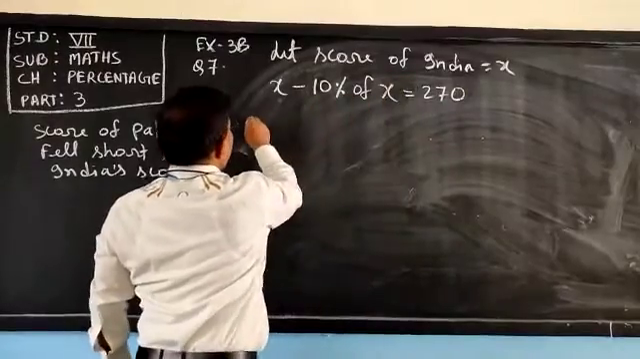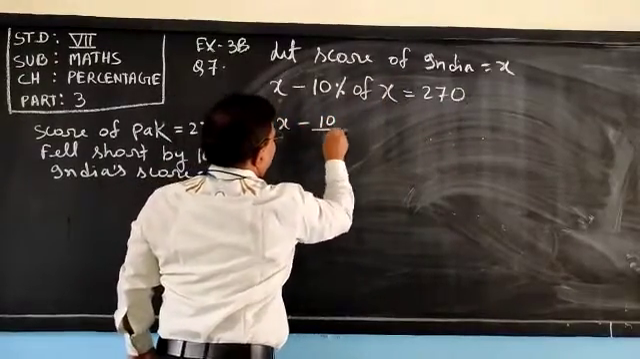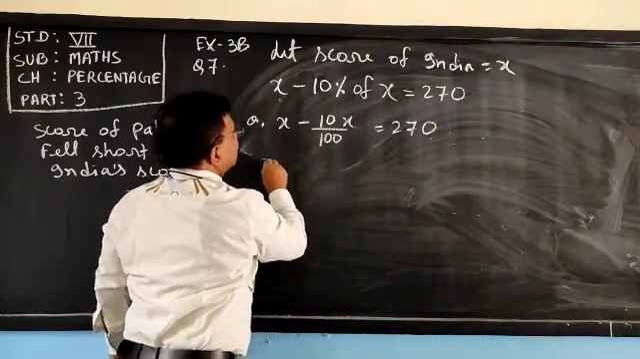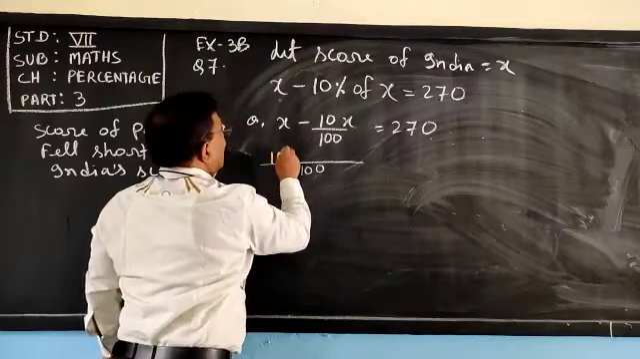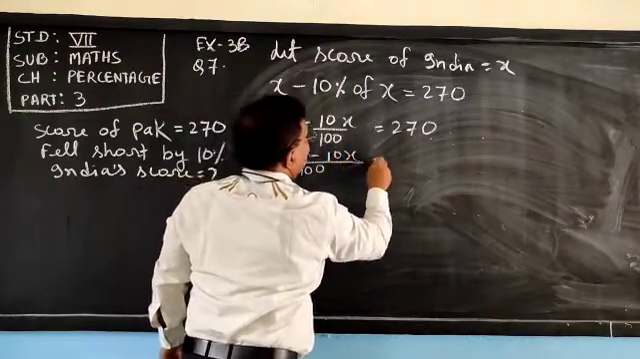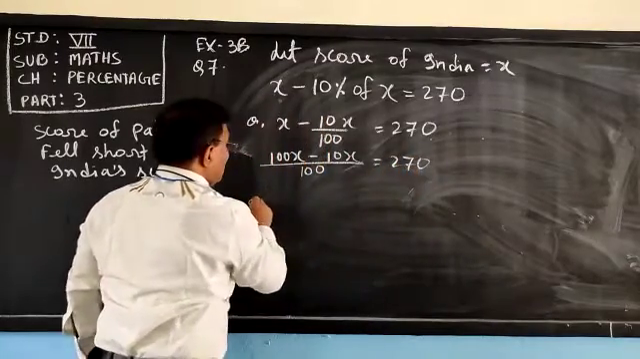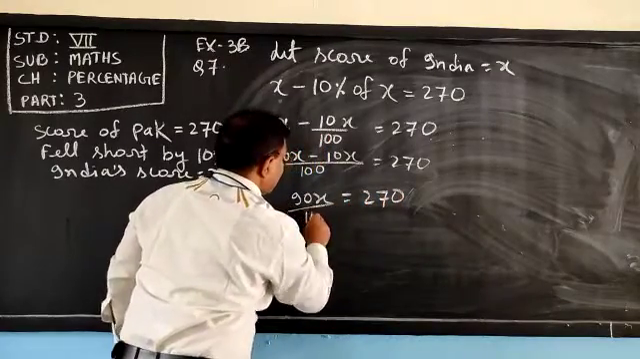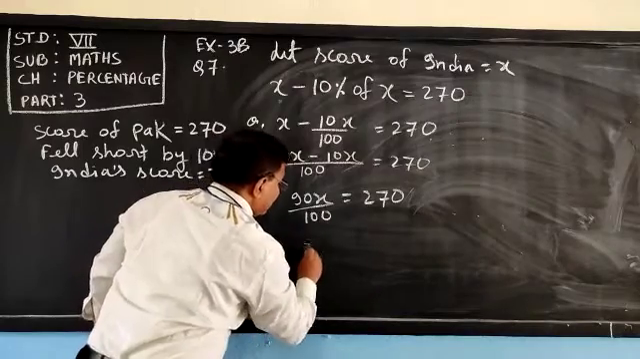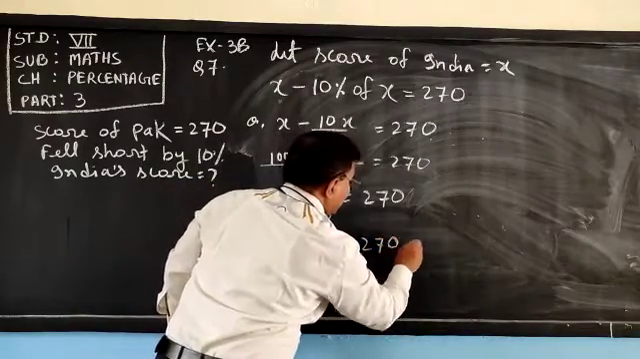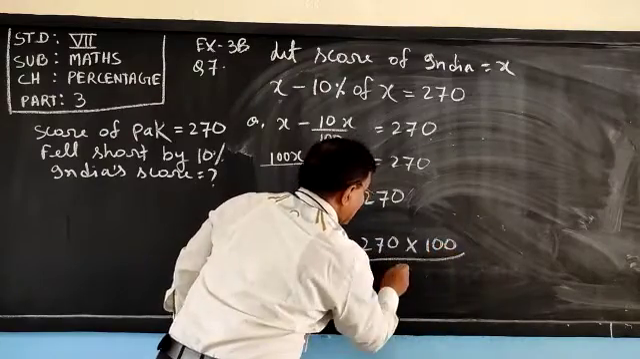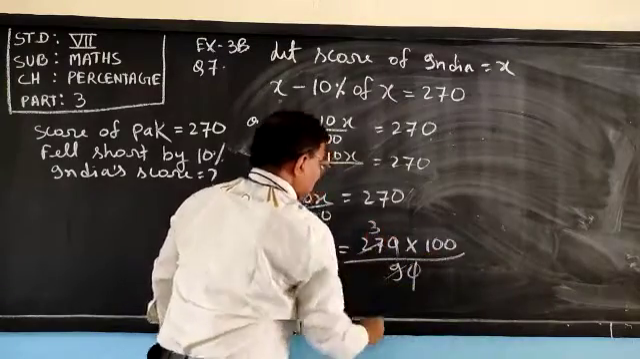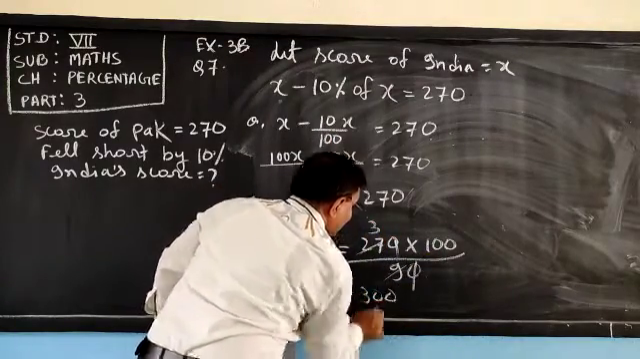See here, let us solve it. X minus 10 by 100 of X is equal to 270. Both are like terms. 100x minus 10x is equal to 27000, or 90x is equal to 270, or x is equal to 270 into 100 by 90. 0 0 cancel. 9 3s are 27 and 3 into 100 is 300.